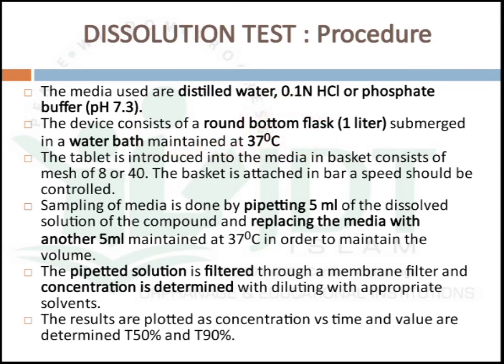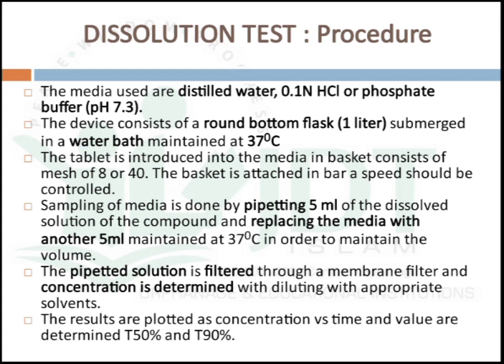Then the tablet is introduced into the media by using basket or paddle type of apparatus, depending on the nature of dosage form. If the tablets are floating type of tablets like floating tablet or capsule, we will use basket type of apparatus, and if the dosage form will sink into the flask, we will use paddle type of apparatus. Then this basket or paddle is attached to a bar with a rotating speed of 50 rpm.